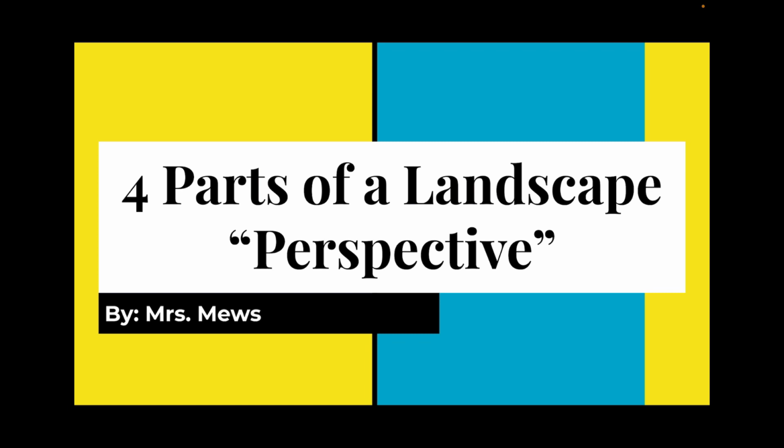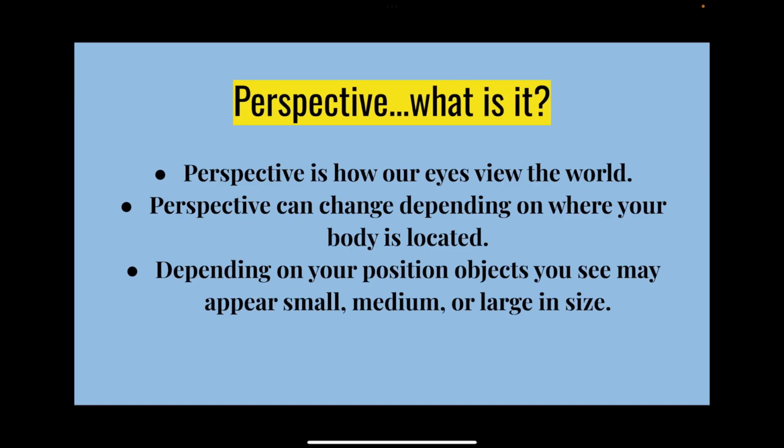Today we're going to be talking about 4 parts of a landscape, or something called perspective. Perspective, what is it? Well, perspective is how our eyes view the world. Perspective can change depending on where your body is located, and depending on your position, objects you see may appear small, medium, or large in size.